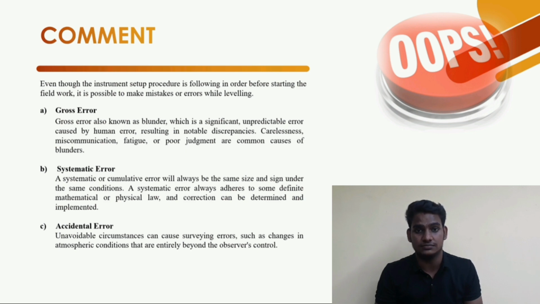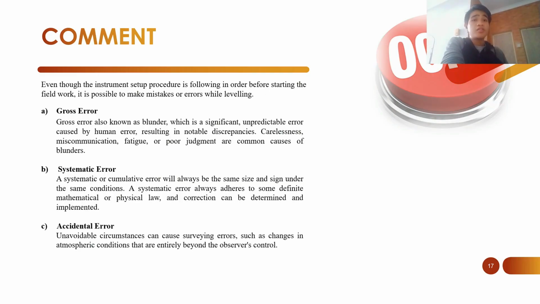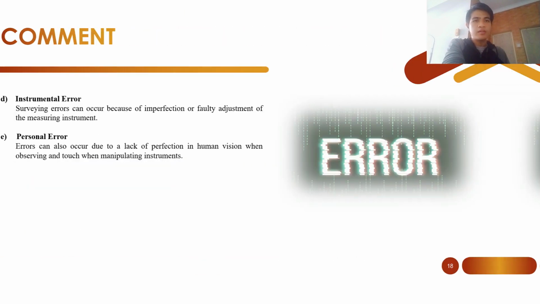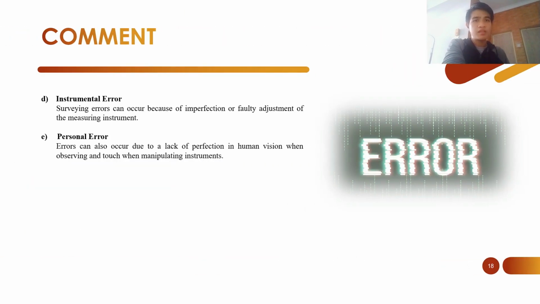Systematic error occurs due to faulty line alignments and instruments that were not properly labeled or not correctly adjusted. Next is the accidental error, which is an unavoidable source that can cause a surveying error, such as changes in atmospheric conditions that are entirely beyond the observer's control. Then the next is the instrumental error, which is a surveying error that can occur because of imperfection or faulty adjustment of the measuring instrument.